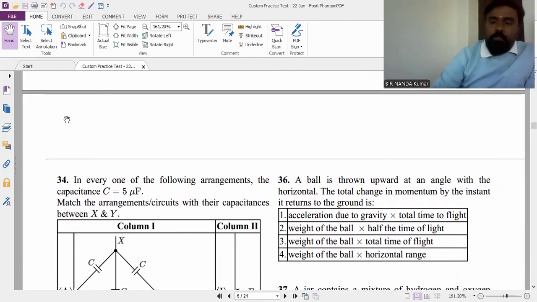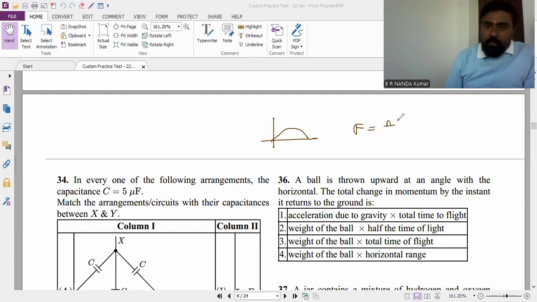A ball is thrown upwards at an angle with the horizontal. The total change in momentum by the instant it returns to the ground. So force is delta P by delta T, so delta P is equal to the change in momentum. Here the only force acting is the weight W, and the time taken to travel from the point of projection to the point on the horizontal is the time of flight. So it is the weight of the ball into the time of flight. So third option is the right answer.